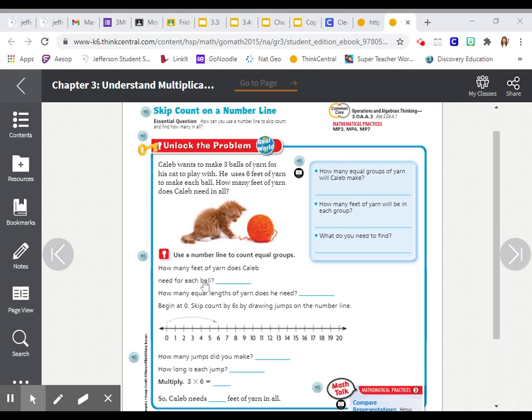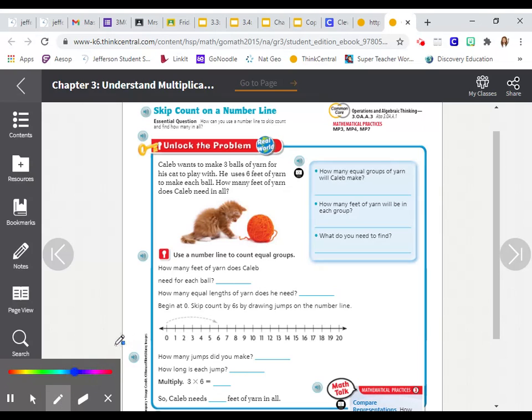Hi, boys and girls. Today we're going to be learning how to skip count on a number line to help you find how many in all in a multiplication problem. So please make sure you have your math workbook open to page 151 so you can follow along with me. And then when we're done with this, there's some activities that you should complete on your assignment slides for today.